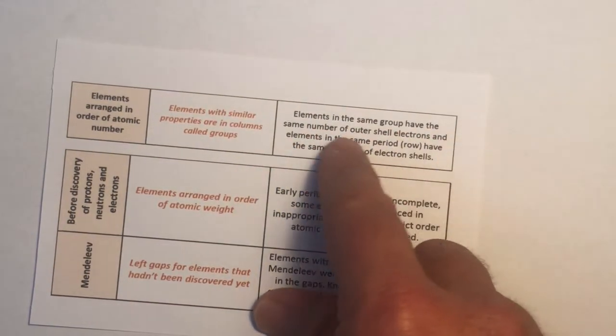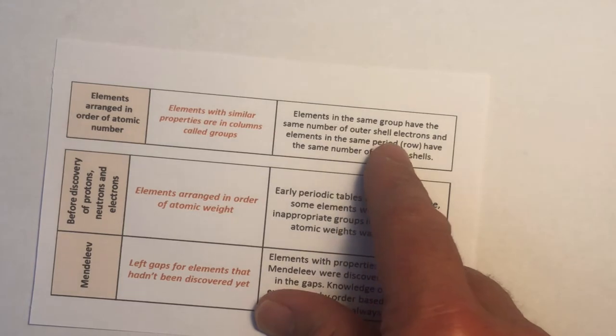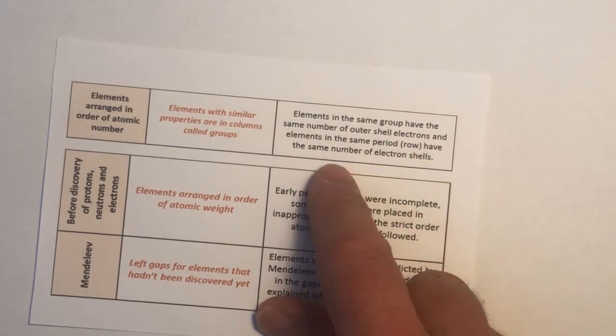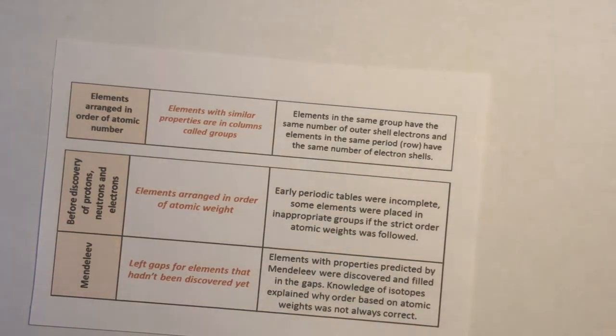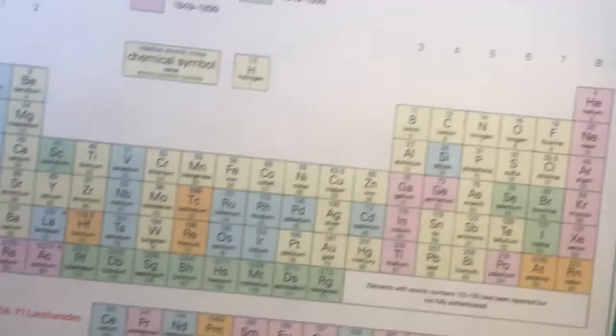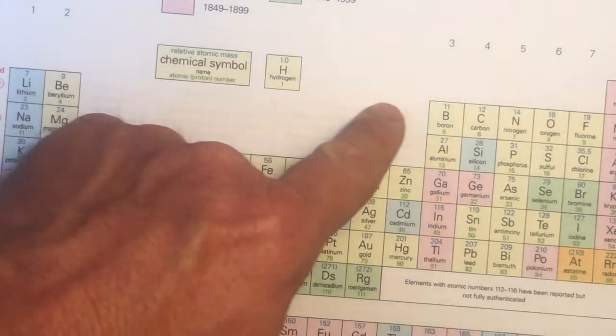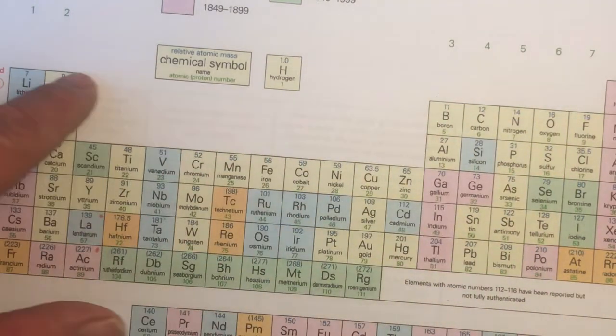Elements in the same group have the same number of outer shell electrons, and elements in the same period have the same number of electron shells. So that is then saying, same number of electrons in the outer shell. Going across the period, they've got the same number of shells.